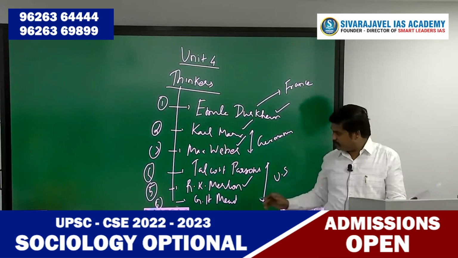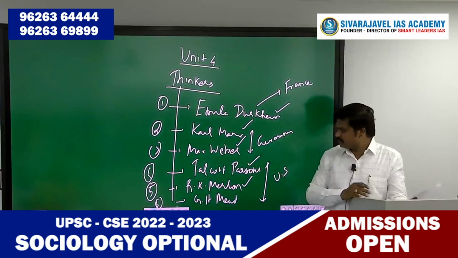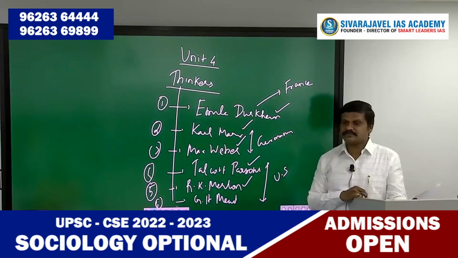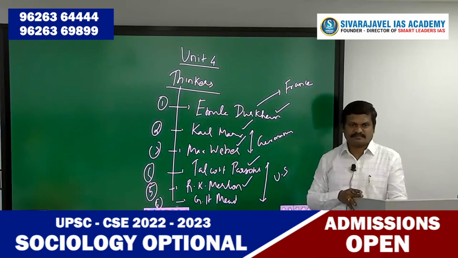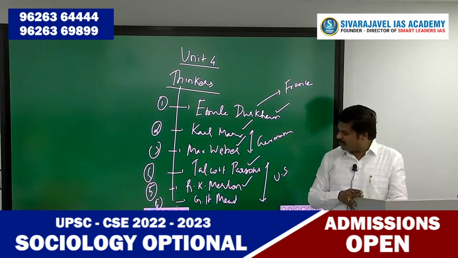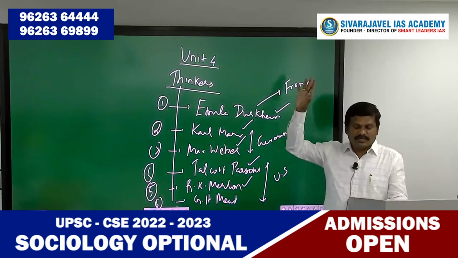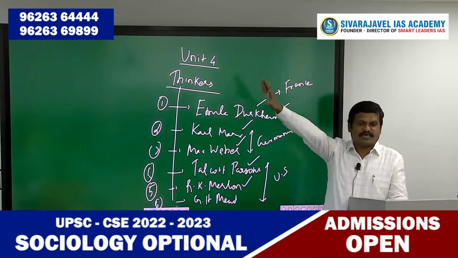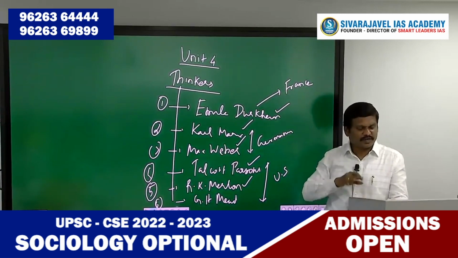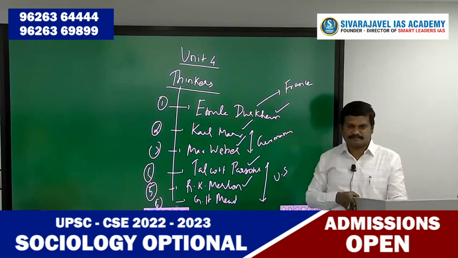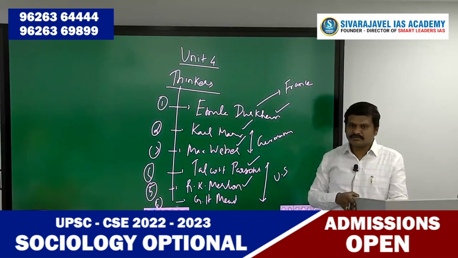Oh, Parsons also they have asked. Mead only they have not asked. Five thinkers they have asked: Durkheim, Karl Marx, Weber, Talcott Parsons, R.K. Merton. So in the thinkers portion, almost all thinkers they are asking, which means that you cannot leave any thinker. You can't leave any thinker.